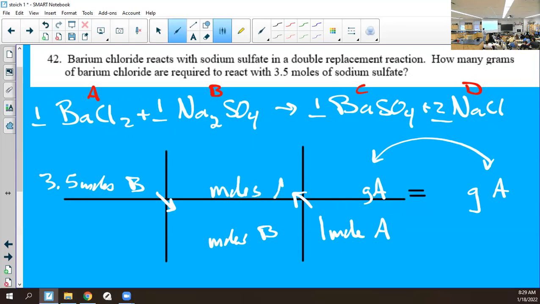Moles of A. Then I just fill stuff in. I look for the coefficient in front of B, and that's a 1. I look for the coefficient in front of A, and that was a 1. And the only other thing I need is the mass of barium chloride, which is that 197 or is that a different problem? 208, okay. So it's just 3.5 times 208.